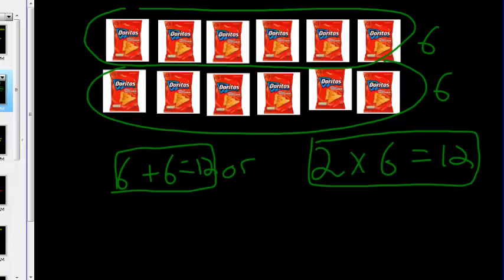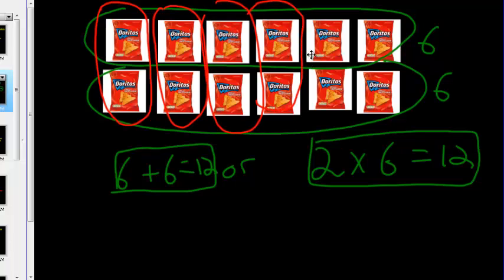Now, I could have also done this. I could have gone up and down into columns. Whenever you go up and down, we call those columns. When you go side to side, we call them rows. So what if I made a column here? I have a column of 2. Now look, that's a group of 2. Here's another group of 2, another group of 2, another group of 2, another group of 2. And the last one here.